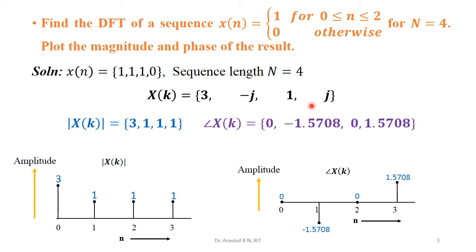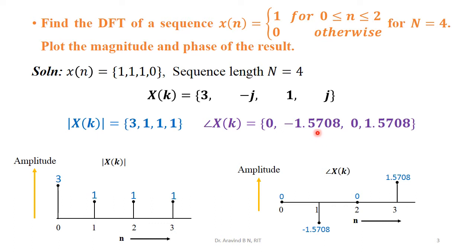Now we need to calculate the magnitude as well as the phase. It is advised not to make the manual calculation of it. We can make use of the calculator directly. There we are going to get both the magnitude and the phase simultaneously. By making use of that process, I have derived the magnitude of x of k is equal to 3, 1, 1, 1. Then the phase angle of x of k is equal to 0, minus 1.5708, 0, 1.5708. So this phase is in terms of radians.